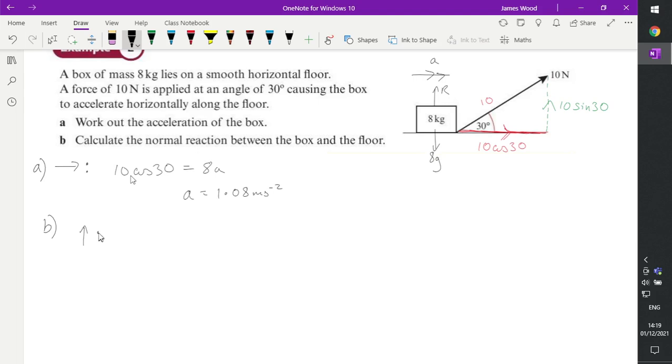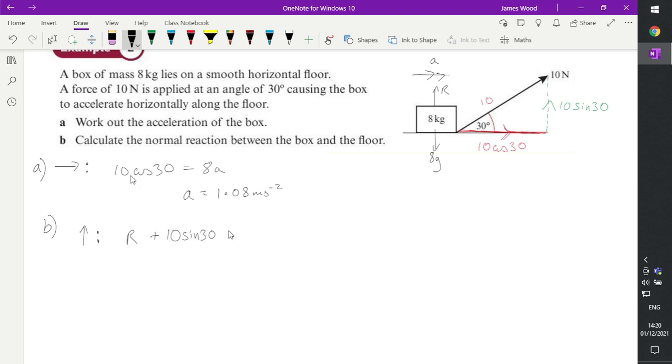So now, if we look at the forces vertically, we have force R, which is upwards, which is what we're trying to find. But we've also got this force here upwards, 10 sine 30, so that's plus 10 sine 30, which is also pulling upwards. If the force is going diagonally, then it goes right and upwards. So R plus 10 sine 30.